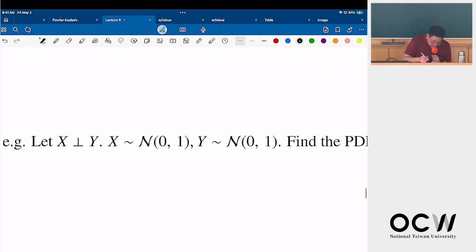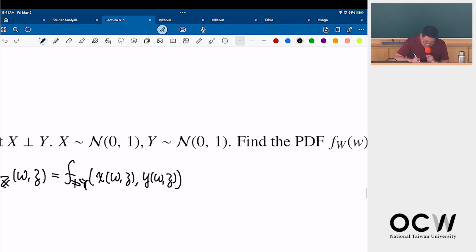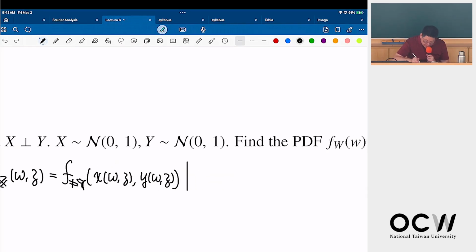So in this case, we assume there's W and Z. So this joint PDF is equal to the joint PDF of X and Y, where X is a function of W and Z, Y is a function of W and Z, times the absolute value of the Jacobian, partial (X,Y) over partial (W,Z).